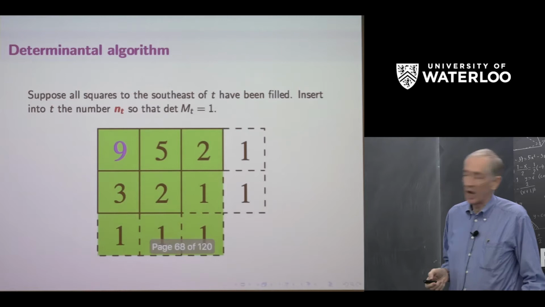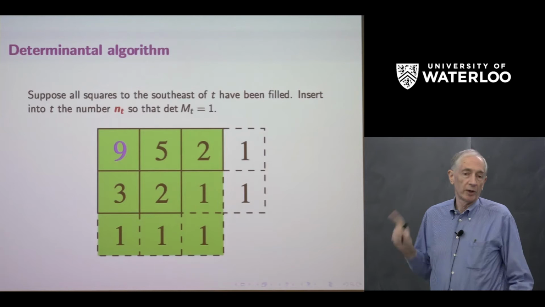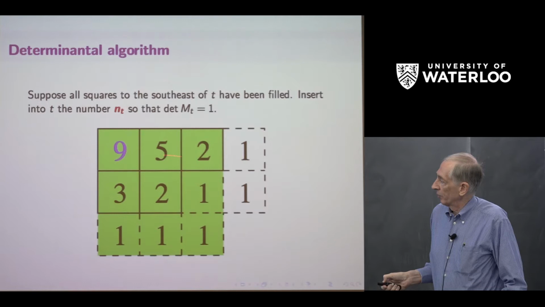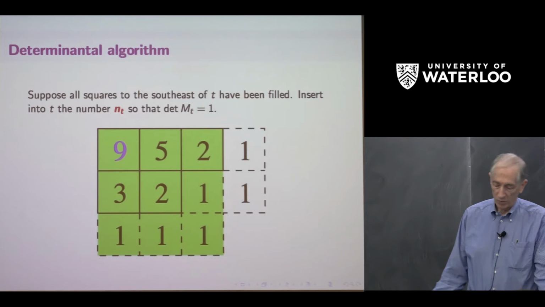Now, it's easy to see that there's a unique way to do this, and these entries will always be integers. Because if we call this entry X, which we're trying to figure out so that the determinant is 1, well, if we expand by the first row, the coefficient of X would be this determinant here, which has already been set equal to 1. So we get a linear equation in X with coefficient of X equal to 1, so X is a uniquely determined integer.